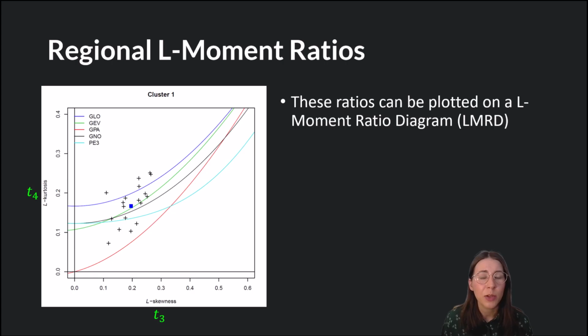Once we've computed L-moment ratios, they can be plotted on an L-moment ratio diagram, which we've seen earlier. As a summary for how to use an L-moment ratio diagram, we plot the third L-moment ratio, L-skewness, versus the fourth, L-kurtosis, on the y-axis. These lines on the plot represent common probability distributions. The points that fall in the plot that lie closest to that specific distribution represent the likely best distribution.